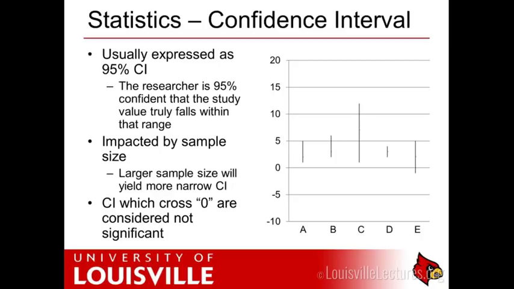And so this confidence interval is impacted by sample size, and usually a larger sample size will yield a more narrow confidence interval. So when looking at these, you can see that this study C probably has a small number of patients, so a smaller sample size, so it's going to have a wider confidence interval. And then this study D has a more narrow confidence interval, so likely has a larger sample size. So you get these more precise values. And then confidence intervals that cross this 0 value are considered not to be significant.